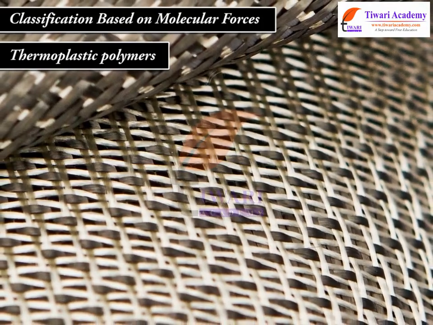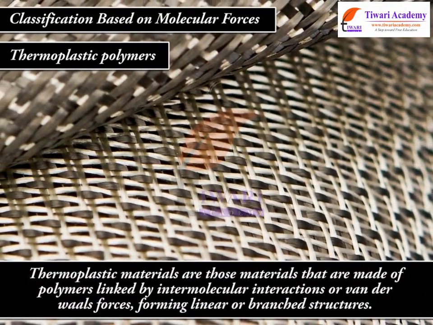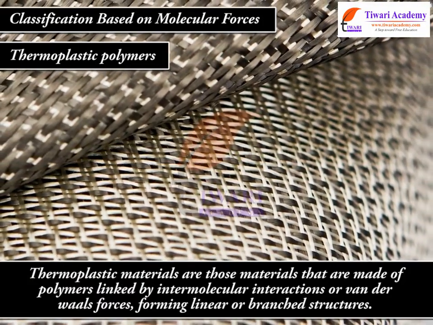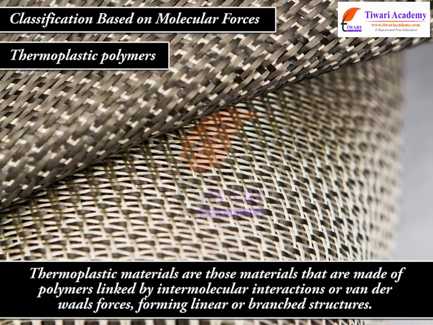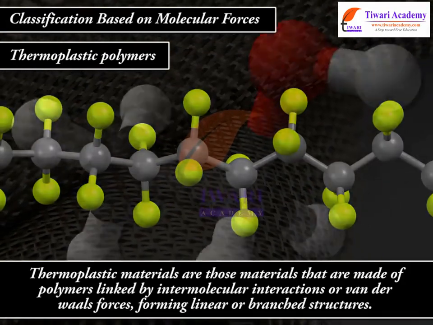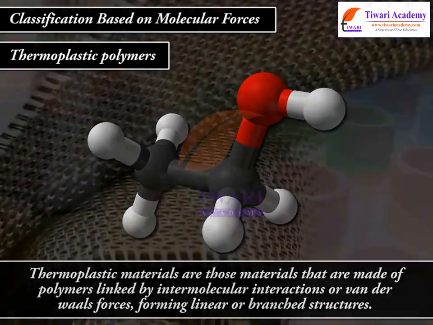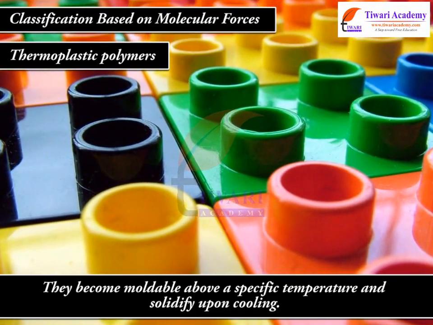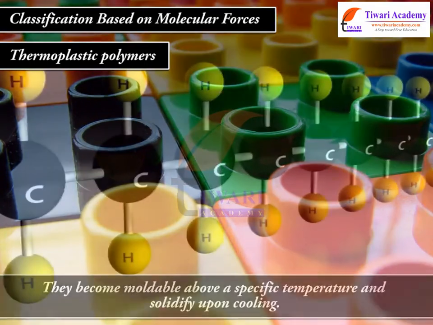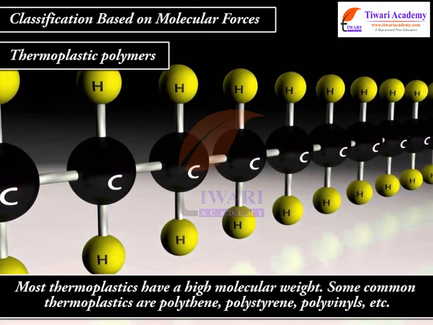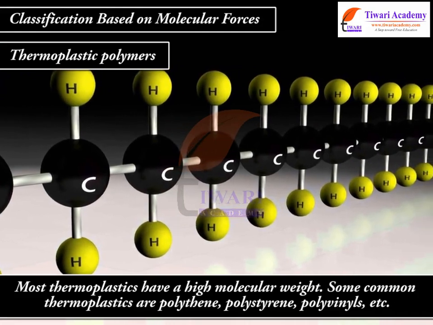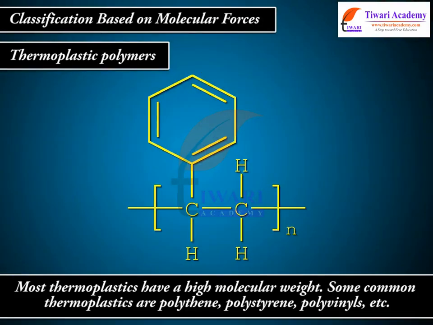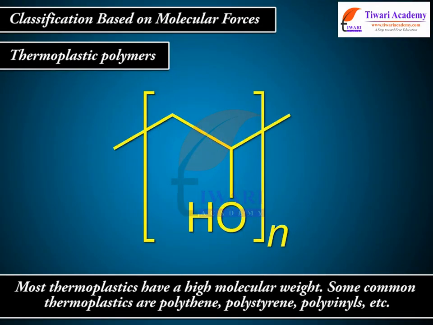Thermoplastic polymers. Thermoplastic materials are those materials that are made of polymers linked by intermolecular interactions or van der Waals forces, forming linear or branched structures. They become moldable above a specific temperature and solidify upon cooling. Most thermoplastics have a high molecular weight. Some common thermoplastics are polythene, polystyrene, polyvinyls, etc.